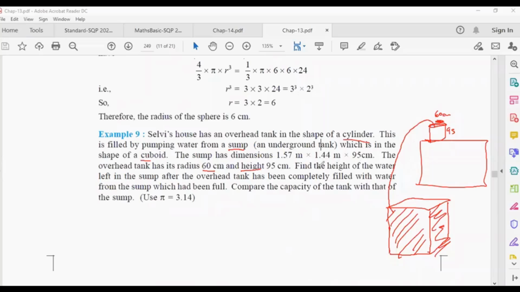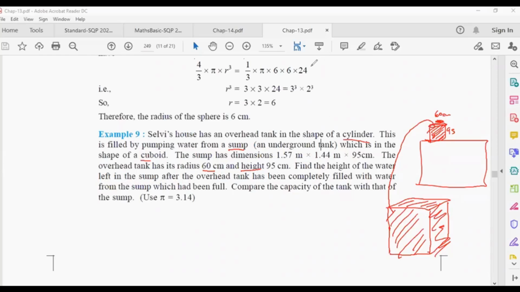And what is asked? Find the height of the water left in the sump after the overhead tank has been completely filled with water from the sump which had been full. So suppose before starting the pumping, this cuboid is full of water. After pumping water from this cuboid to the cylinder until the cylinder is full, what will be the height of the water left in the sump?